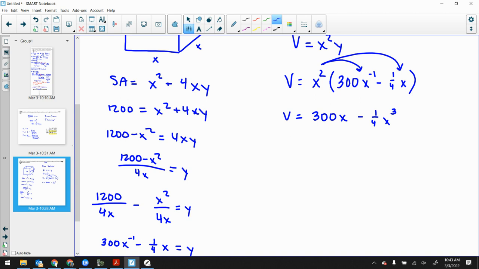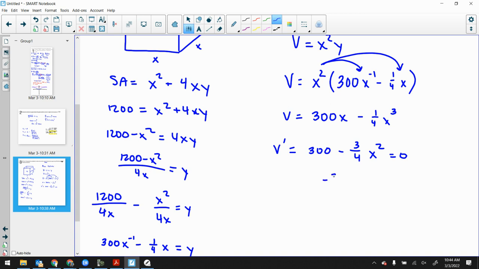Now we find our derivative. We want to actually optimize volume. So we find the derivative of volume, which is 300 minus, okay, so 3 times 1/4 is just 3/4. You could say 0.75 if you really wanted to. x squared. And now we find the zero. To actually optimize it, to see when it's going to happen, we're going to set that equal to 0.